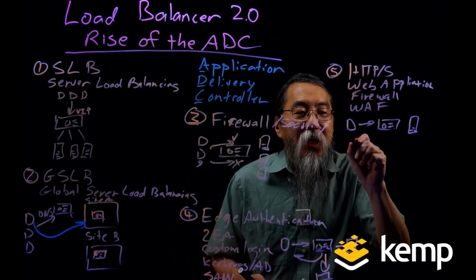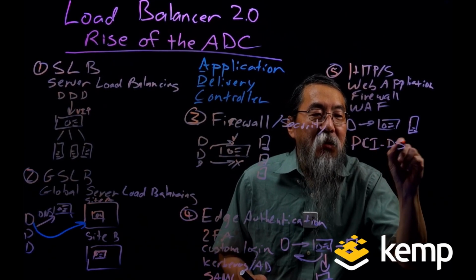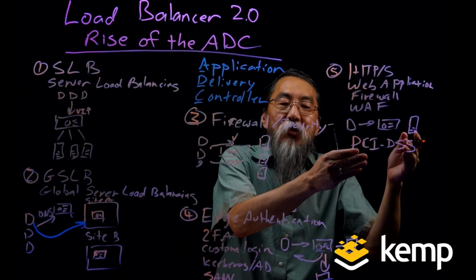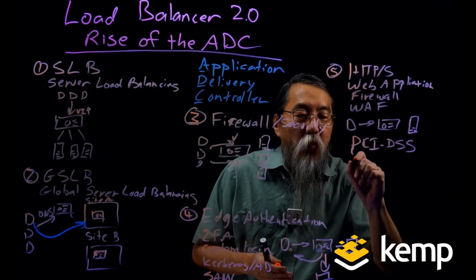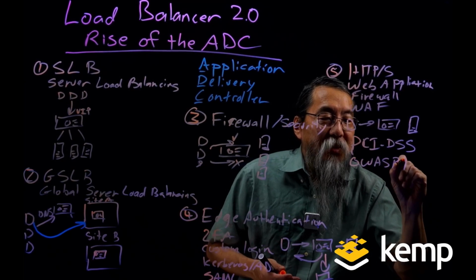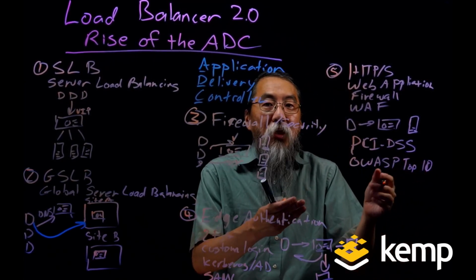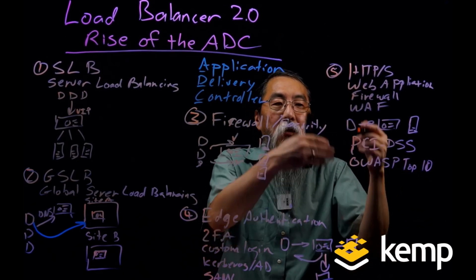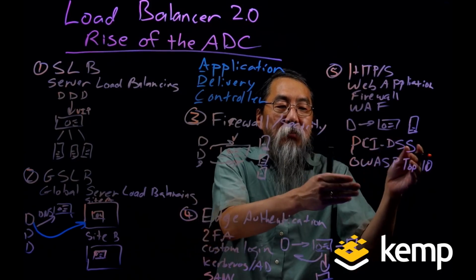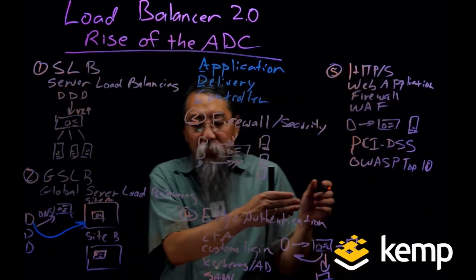For example, we can now support things like PCI DSS for the financial industry. We can support, in general, things like OWASP top 10 vulnerabilities. So we know the top 10 vulnerabilities that we see on web servers. We can create rules to protect against these OWASP top 10 attacks. There's lots of cool things we can do with a WAF.